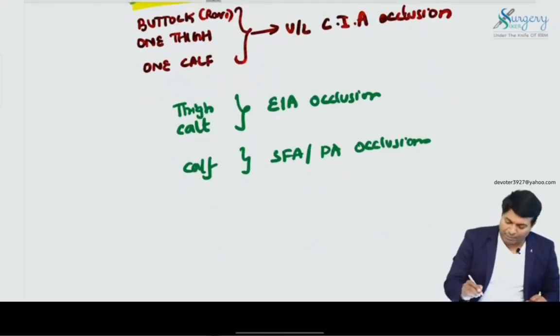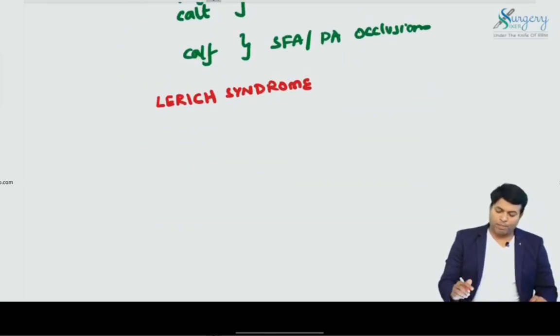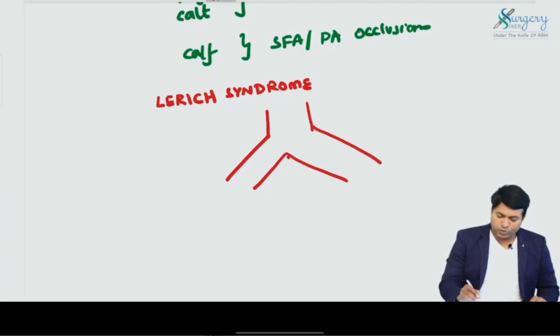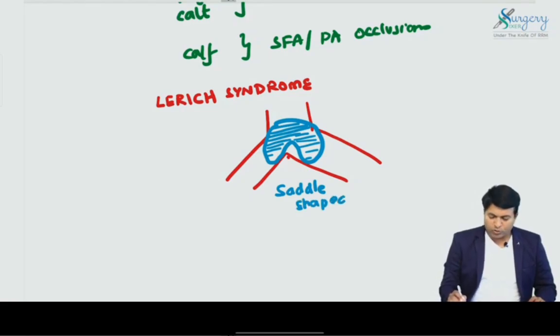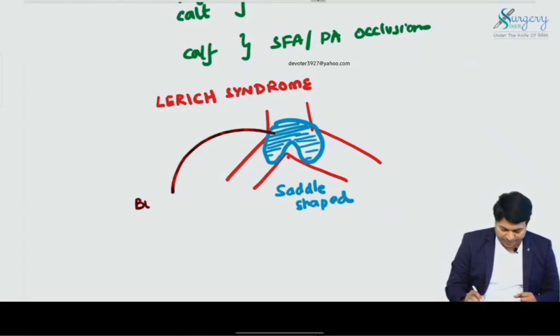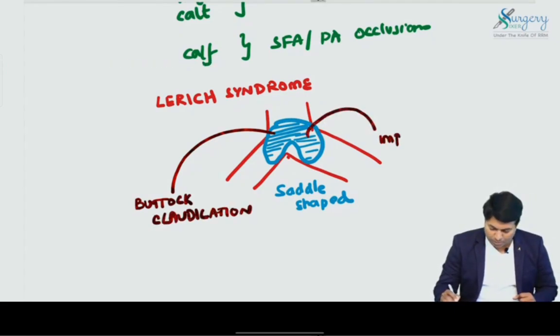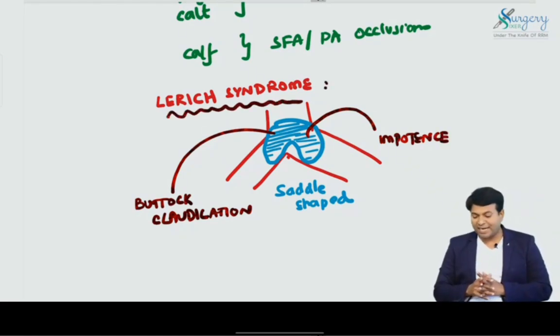At this point, let me tell you one interesting syndrome, Leriche syndrome. What is Leriche syndrome? Please don't forget, this is an expected MCQ, asked again and again. So this is an aortic bifurcation. At the bifurcation level, there is a saddle-shaped thrombus sitting like this. What will it do? It will cause buttock claudication and what else? And impotence. This is known as Leriche syndrome. So please don't forget buttock claudication and impotence is seen in Leriche syndrome patients.